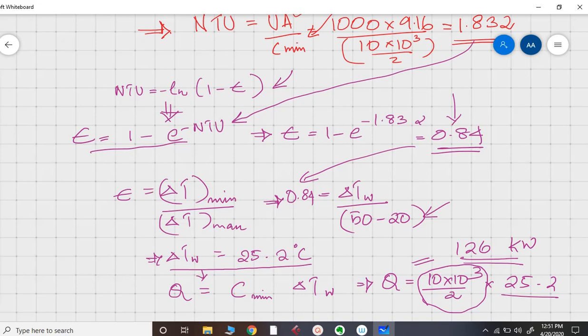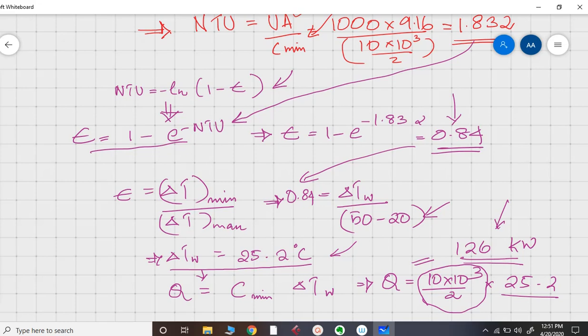Delta T of water in the first case was 20 degrees Celsius. 20 degrees Celsius was the inlet temperature of water, 40 degrees Celsius was the outlet temperature of water. So the delta T previously was 20 degrees Celsius, which now is 25 degrees Celsius. And heat transfer rate previously was 200 kilowatts, which is now 126 kilowatts.